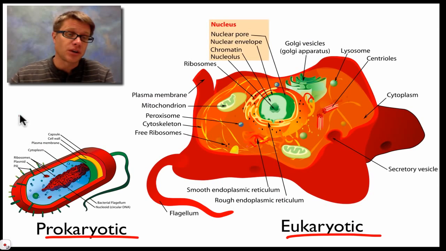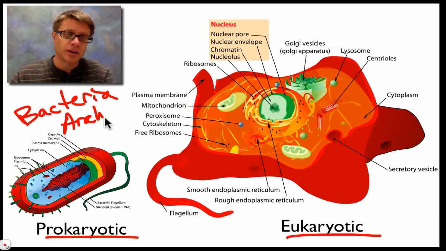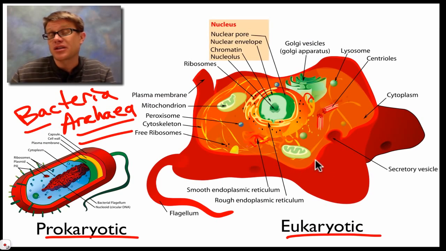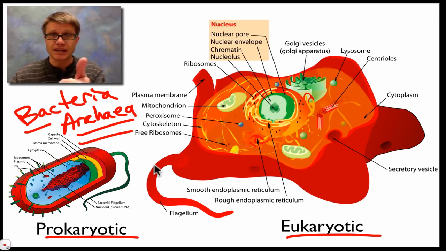What types of things are prokaryotic? Really only two things. Bacteria are going to be prokaryotic, and then the archaea bacteria, let me try to spell that correctly, are going to be prokaryotic. Eukaryotic are going to be things that you think of as alive, that aren't microscopic. Things like plants, animals, fungus, protists, things like that.